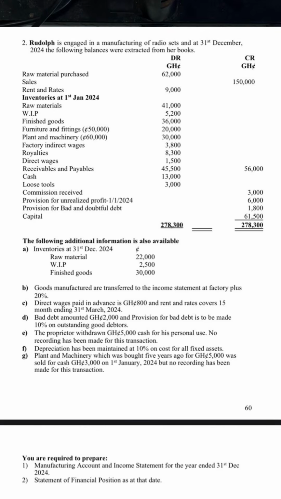furniture and fittings, is 20,000. You will deduct 20,000 from the 50,000, which will give you 30,000. Plant and machinery was 60,000, and the current value or the net book value is 30,000. So 30,000 from 60,000 will be 30,000.